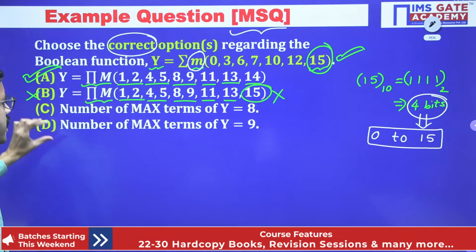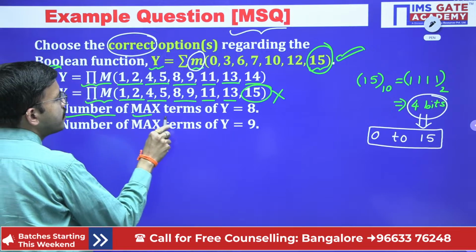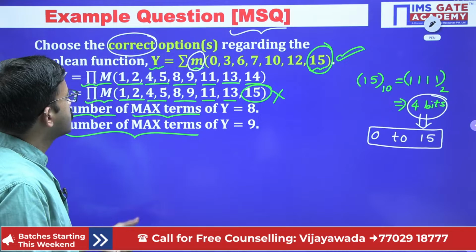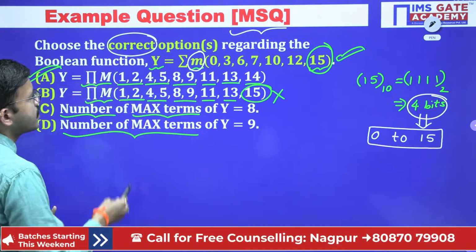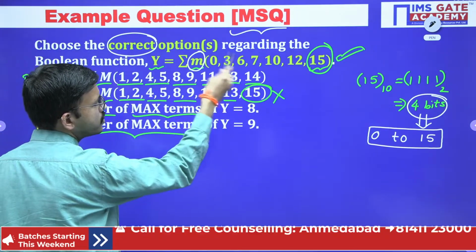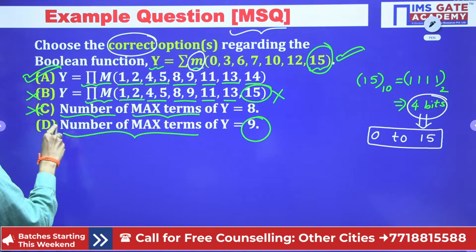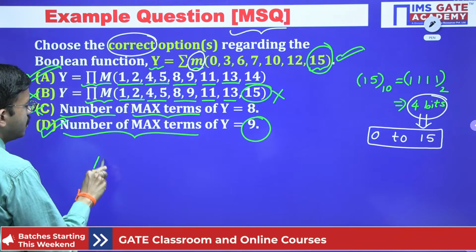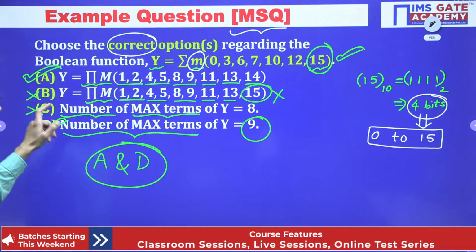Now, regarding option C and option D, that is regarding the number of max terms. The moment you say option A is correct, just count how many max terms we are having. Here 1, 2, 3, 4, 5, 6, 7, 8, 9. Total number of max terms are 9. So that means option C you can eliminate. Option D is the correct one. So for this question, two choices are correct: option A and option D both are correct.